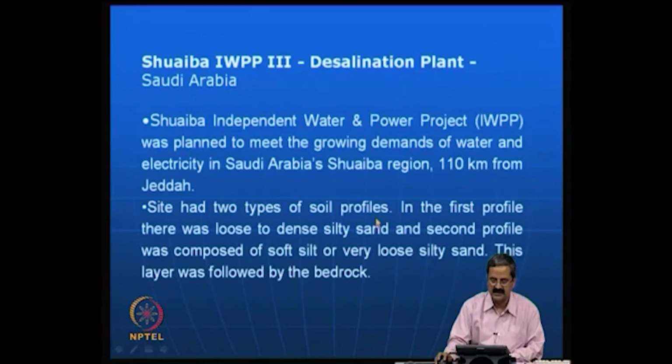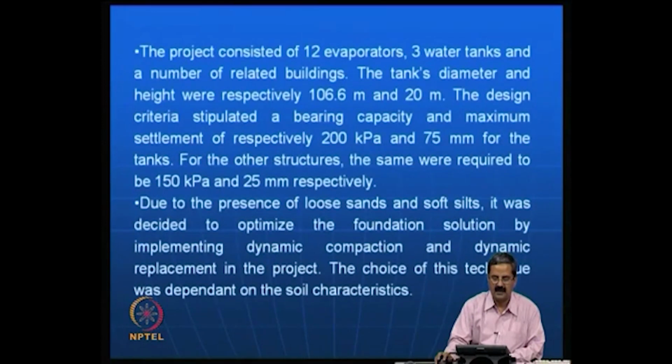And the soil has 2 types of profiles. The first one was loose to dense sand, and the second profile was composed of soft or very loose silty sand. This was followed by bedrock. So you can see that it is quite complex. The project is also quite huge, since it is a water supply project: it had 12 evaporators, 3 tanks and a number of related buildings. The tanks' diameter and height were about 106 meters and 20 meters.